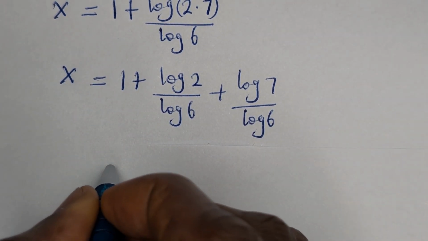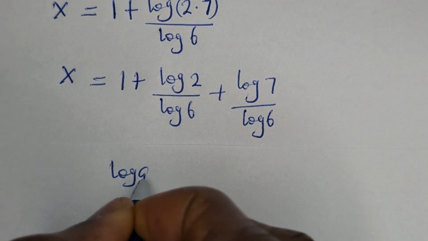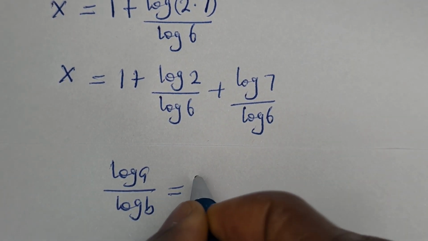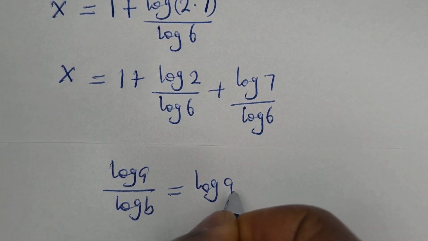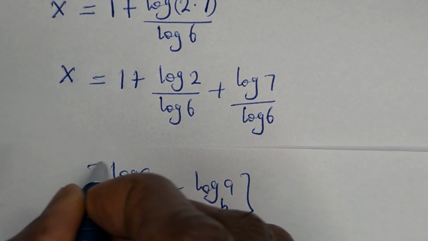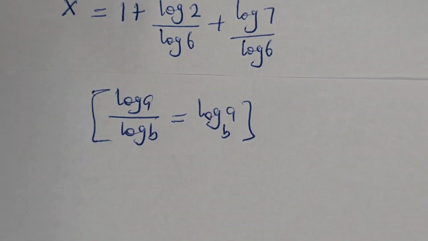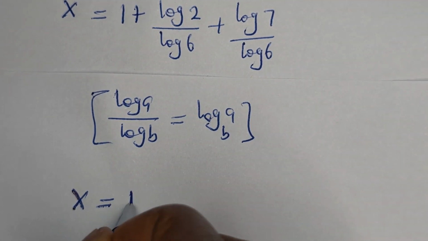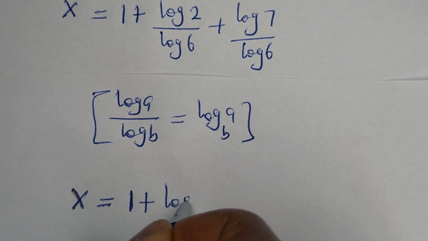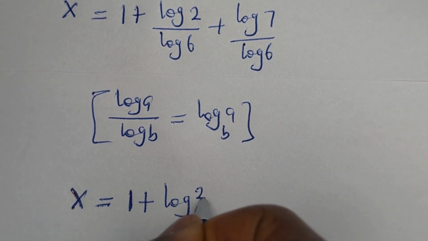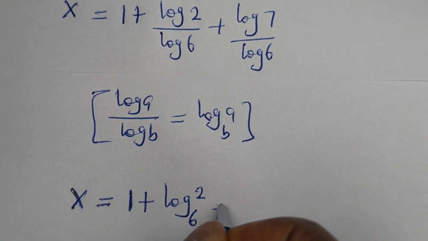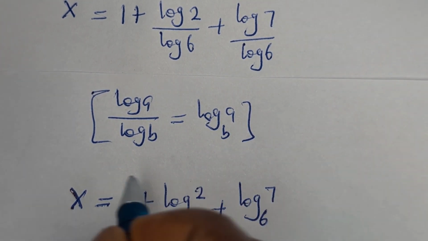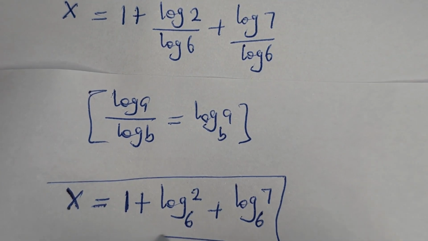Then if you have log a divided by log b, this is equal to log a base b. x is equal to, from here we have 1 plus log 2 base 6 plus log 7 base 6. This is the value of x.